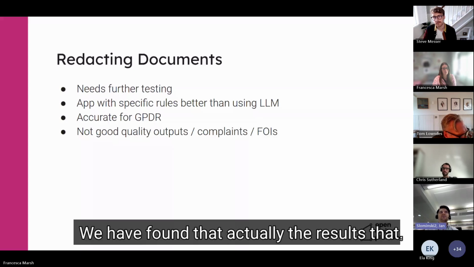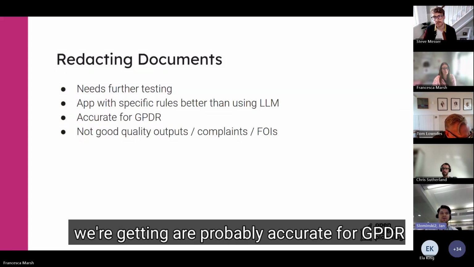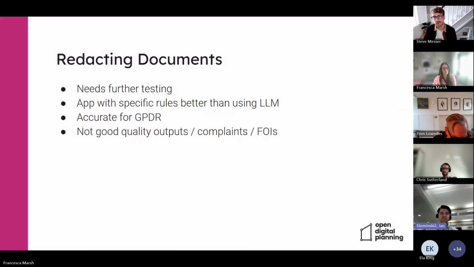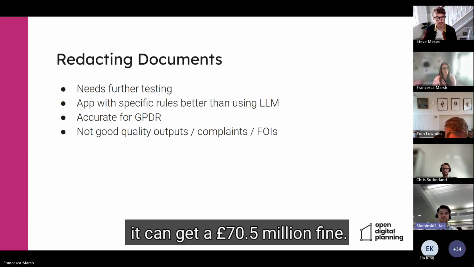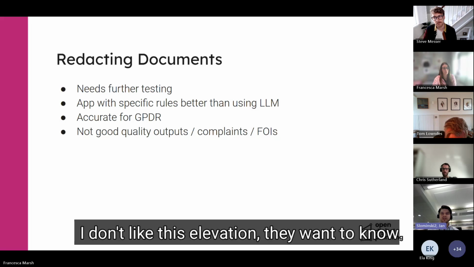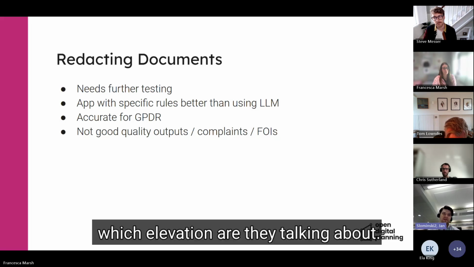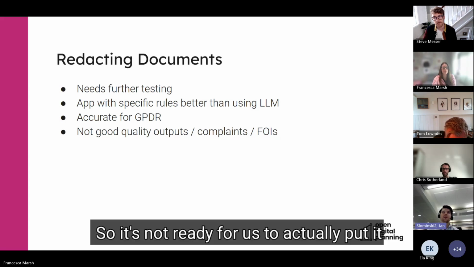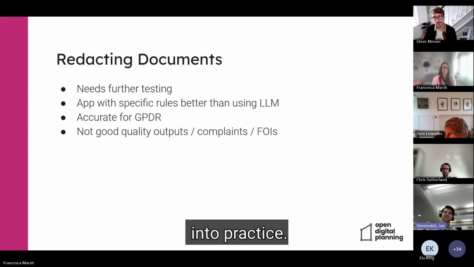We have found that the results that we're getting are probably accurate for GDPR purposes, so we're not likely to release something by accident and get a £17.5 million fine. But if people are asking for information about a development and people are saying, I don't like this elevation, they want to know, well, which elevation are they talking about? So it's not ready for us to actually put it into practice.